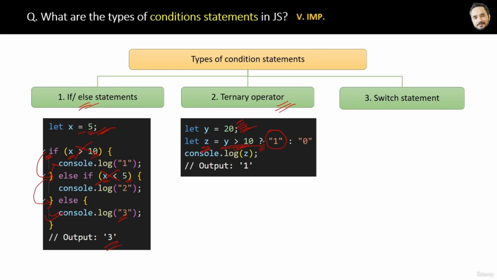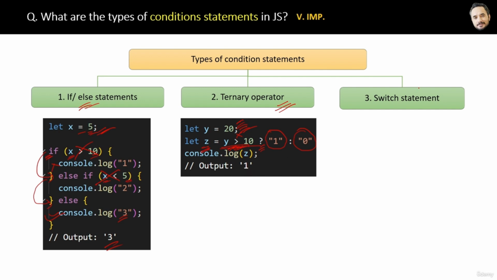But suppose y is equal to 5. Then 5 is greater than 10 will be false. This condition will be false. And in that case, the value next to this colon symbol, which is 0, will be the final value of z. That is a ternary operator.